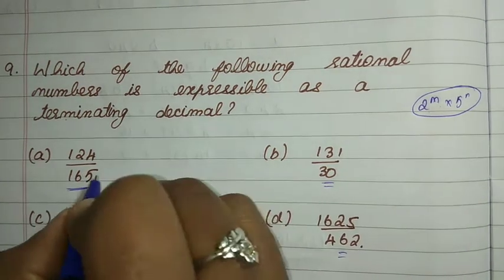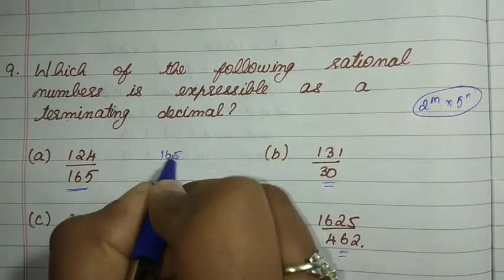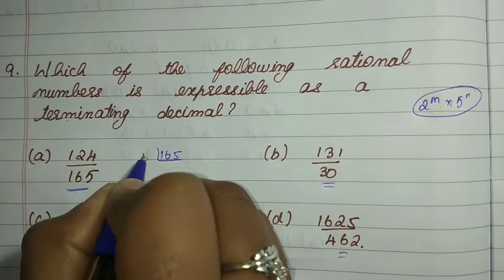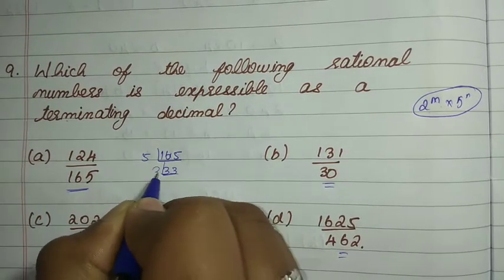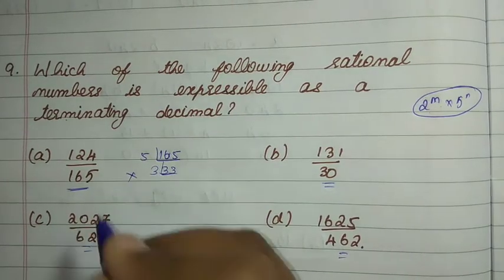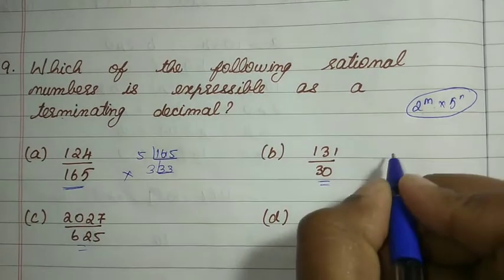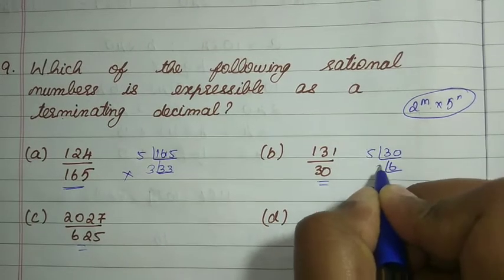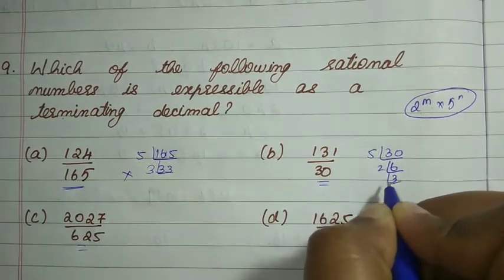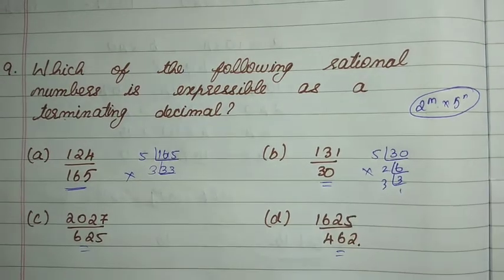So we have to take the prime factorization for 165. 5 times 33, 3 times 11. So this is the incorrect option. Next, 30, 35, 6, so 2, 3 and I have 3. So this is also incorrect.